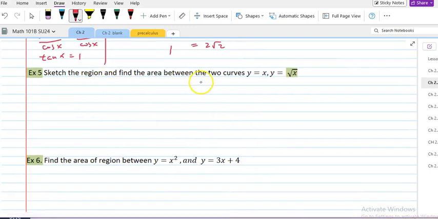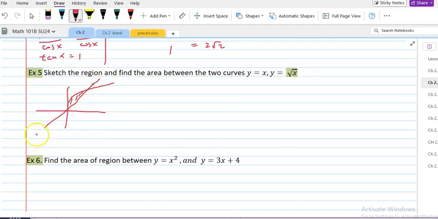This is the one where we were just given two curves. They don't even tell us which is f or which is g. They say y equals x and y equals root x. So we need to sketch it. Y equals x is a line. Y equals root x is curved like this, right? So they do intersect at 0 and another point.